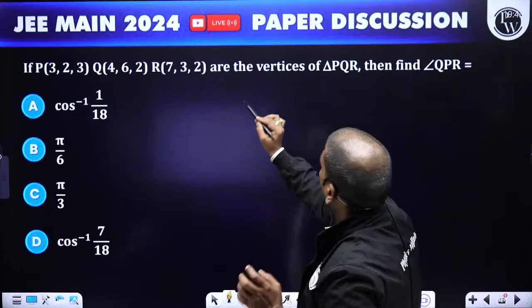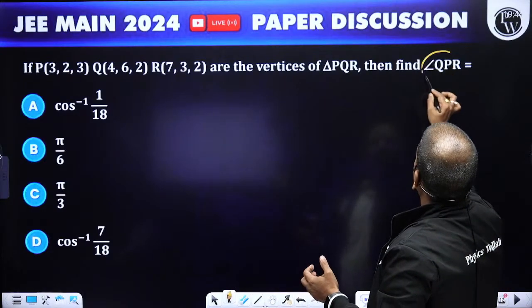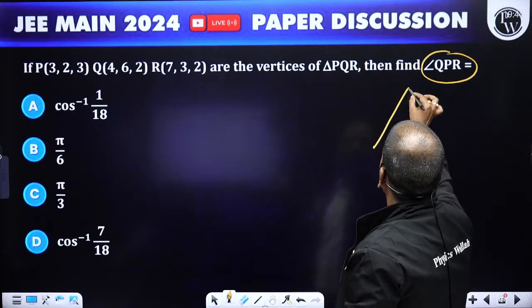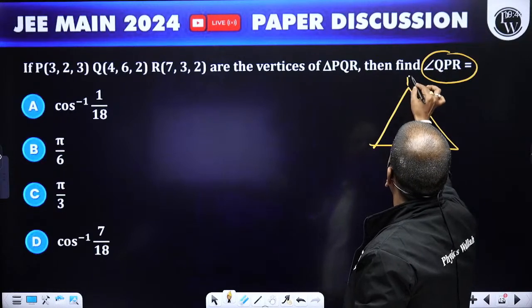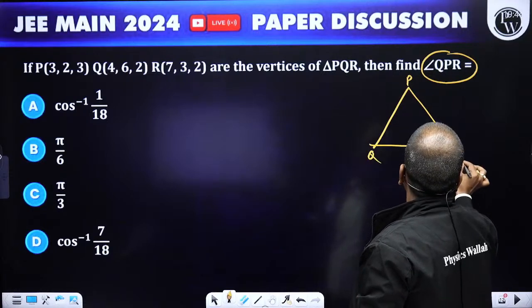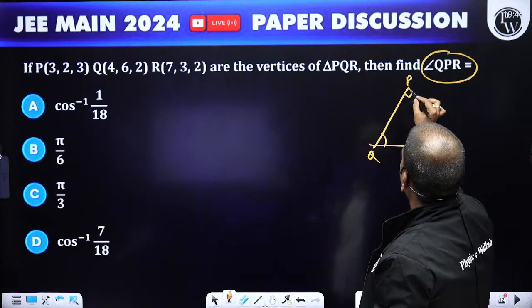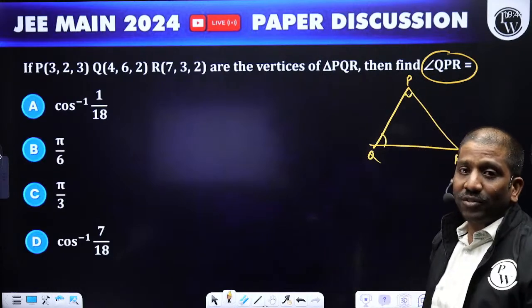See how easy this question is. In triangle PQR, we want angle QPR. This is what we want.